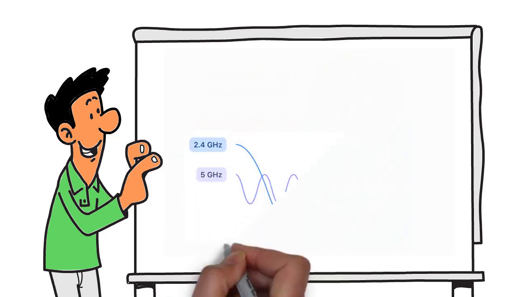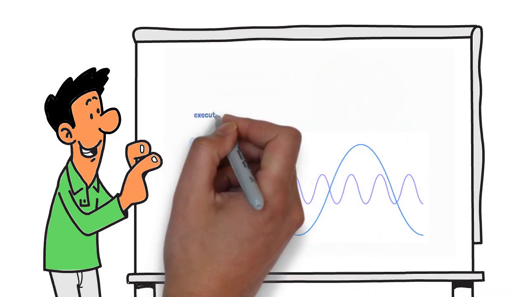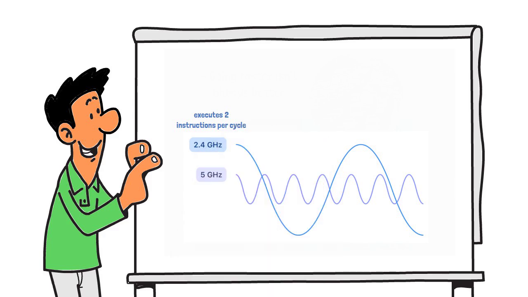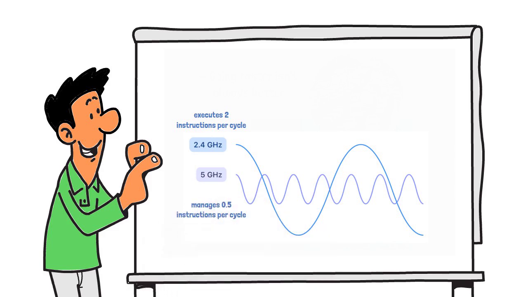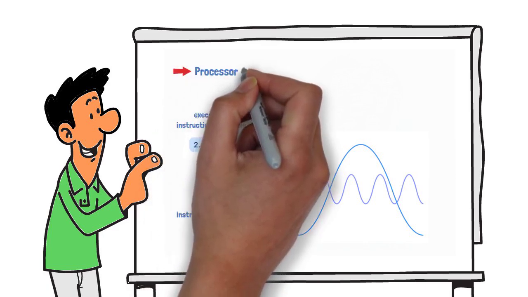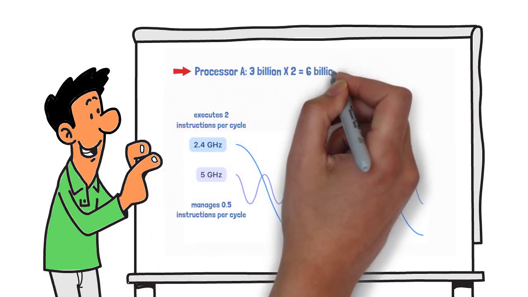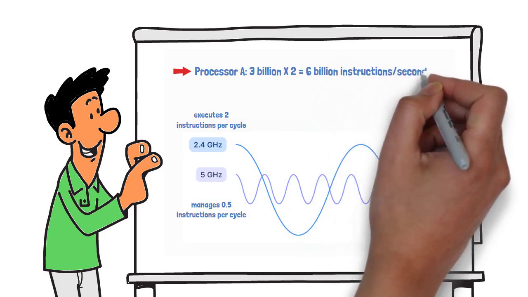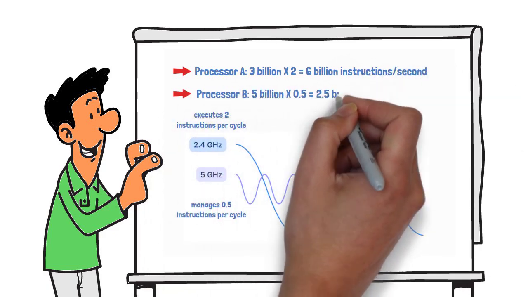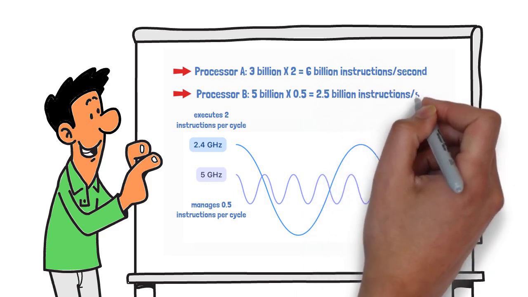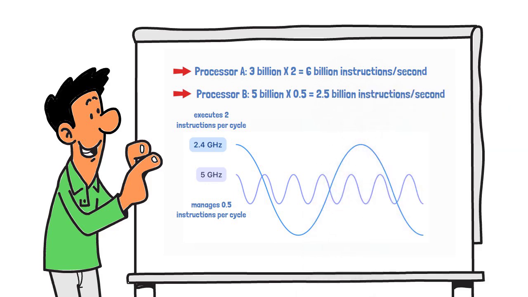Here's an example. A 3 gigahertz processor that executes 2 instructions per cycle destroys a 5 gigahertz processor that only manages 0.5 instructions per cycle. Let's do the math. Processor A is 3 billion times 2, which equals 6 billion instructions a second. Processor B, 5 billion times 0.5 equals 2.5 billion instructions a second.